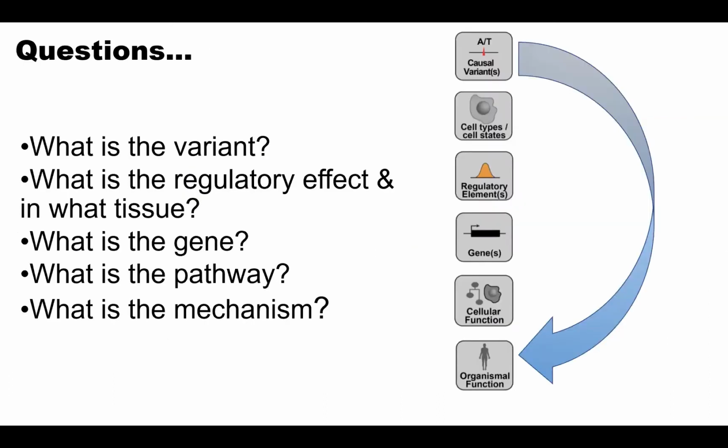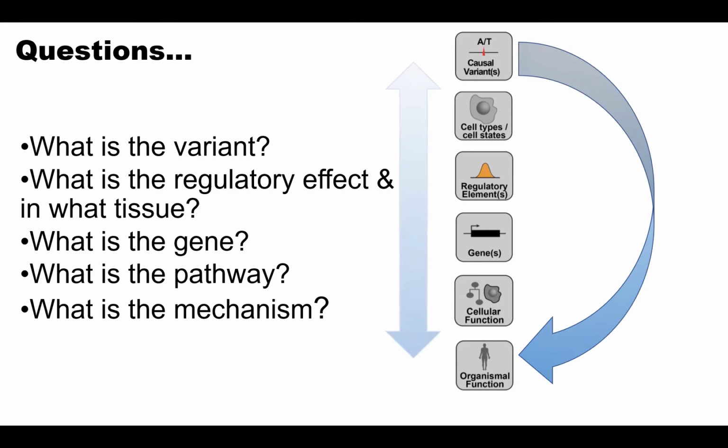So inherent in that are many questions, right? What is the variant at a given GWAS locus? What is the regulatory effect? What tissue is it active in? Importantly, what is the gene? What is the gene in this locus that I should be studying? If you can also get lucky, you also learn about the different pathways that may be involved. And finally, what is the mechanism of action, which helps get you to a target or a therapeutic?